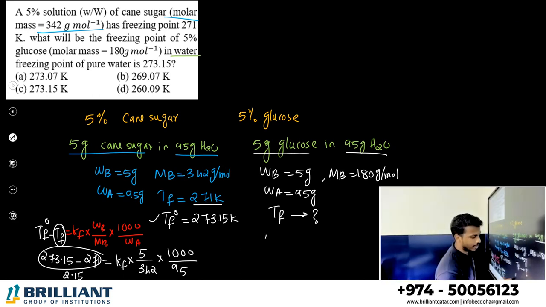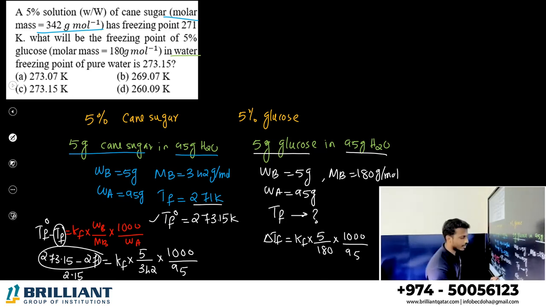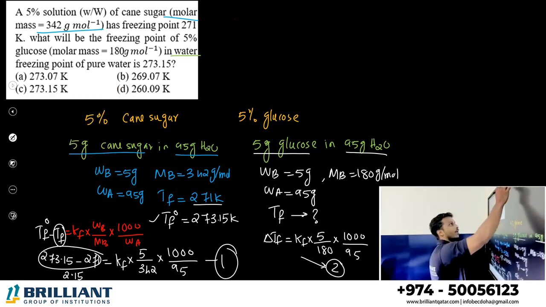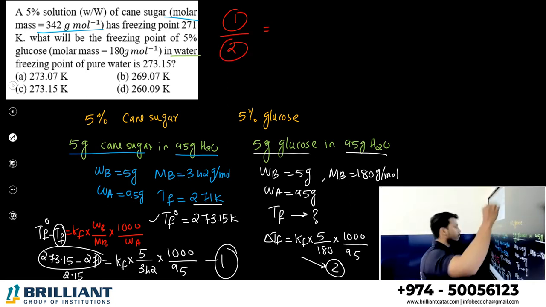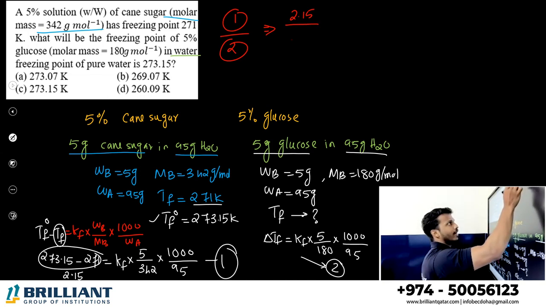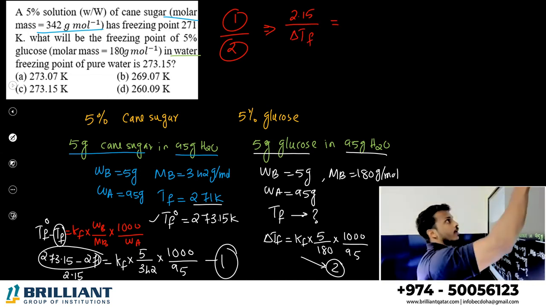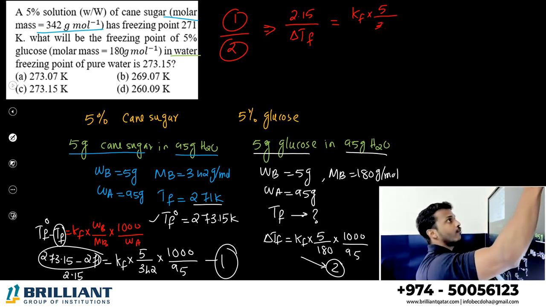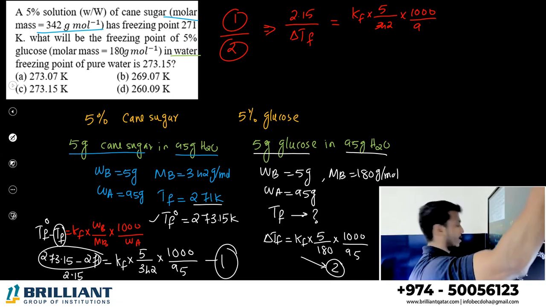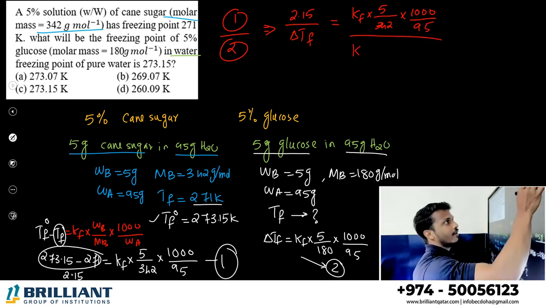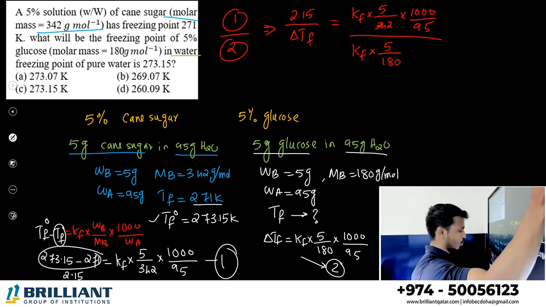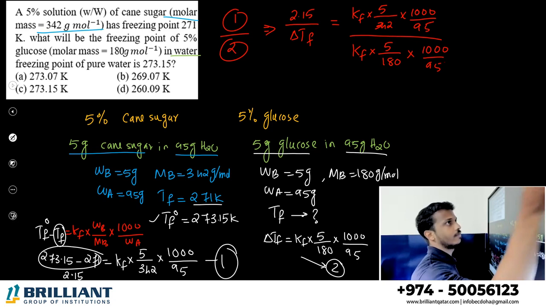Then what about here? Here we have delta TF is equal to KF, let me keep it like that, WB 5, MB 180, into 1000 divided by the weight of solvent, 95 gram. Let me take this as equation number 1 and this as equation number 2, and take the ratio. If I take 1 by 2, we will get 2.15 divided by delta TF is equal to KF into 5 divided by 342 into 1000 divided by 95, divided by KF into 5 divided by 180 into 1000 divided by 95.